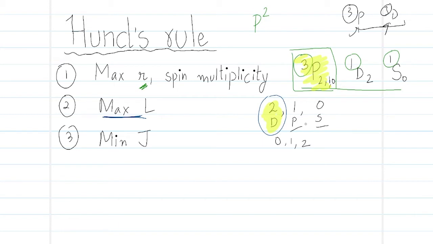Now after this, even in 3P210, we have three values of J. We have 0, 1, and 2. So among these, what will we consider? We consider the minimum value of J. This is also less than half filled, so we consider the minimum value of J.